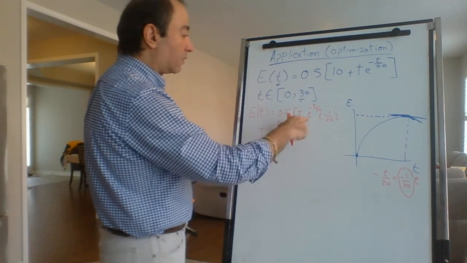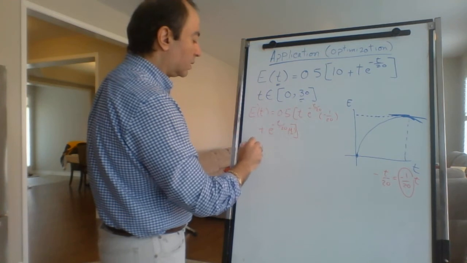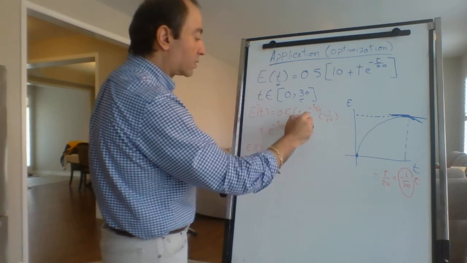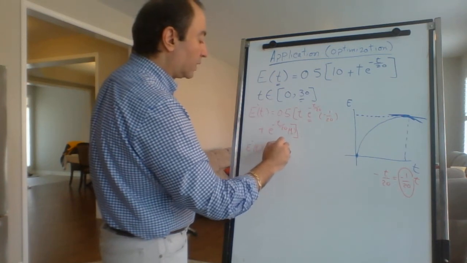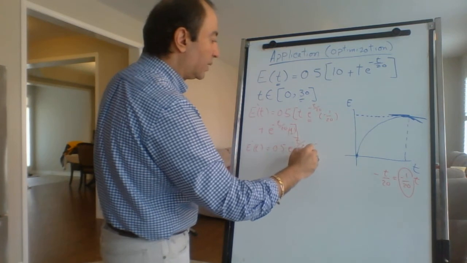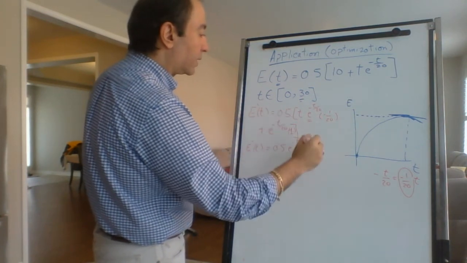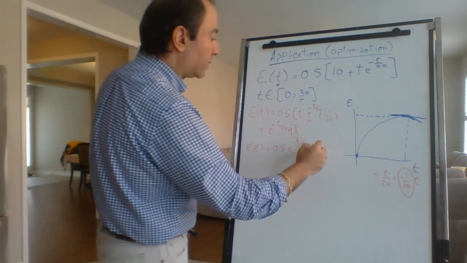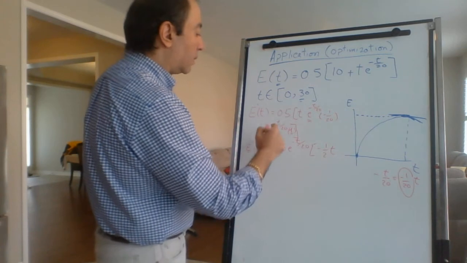We can factor out the common factors, so E prime of t will equal, this is common, so 0.5 times e to the power of negative t over 20, open brackets, this will leave, from here, negative 1 over 20 t plus 1.